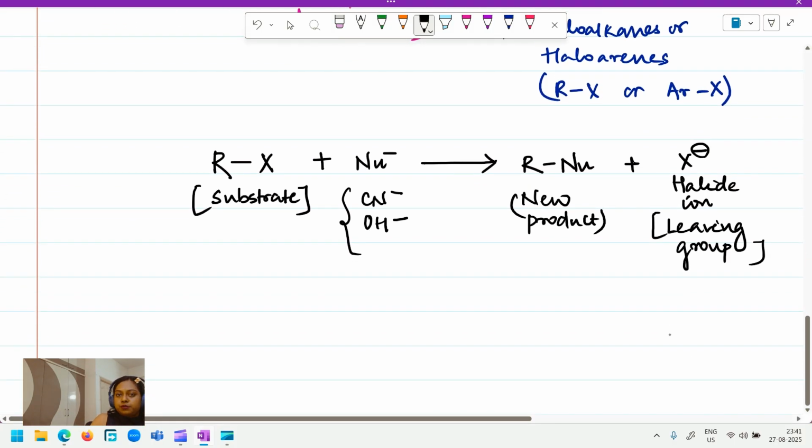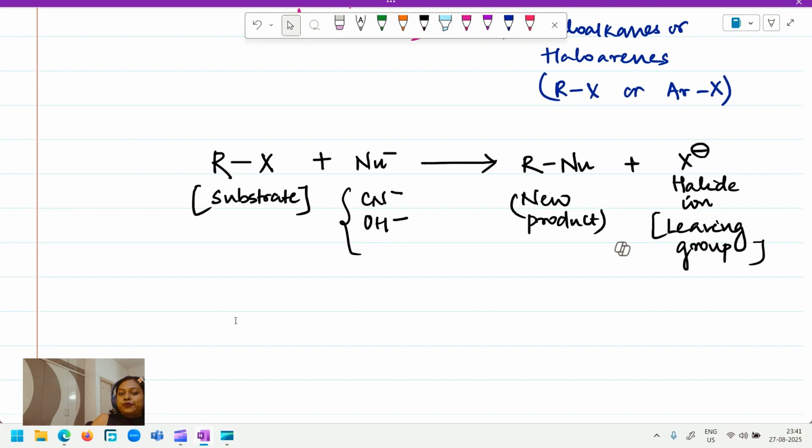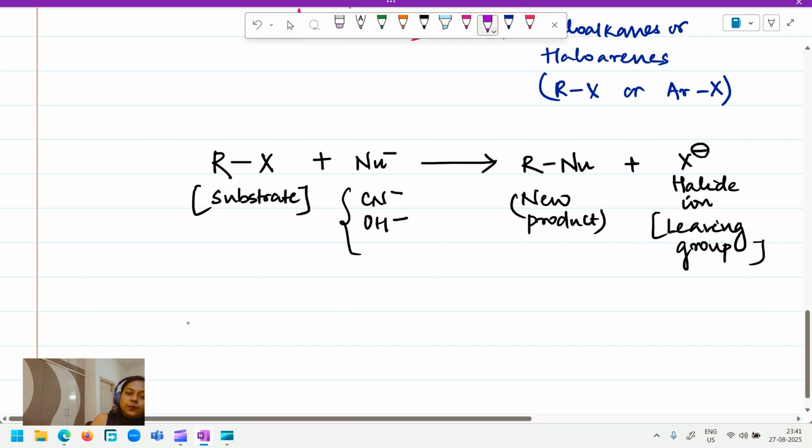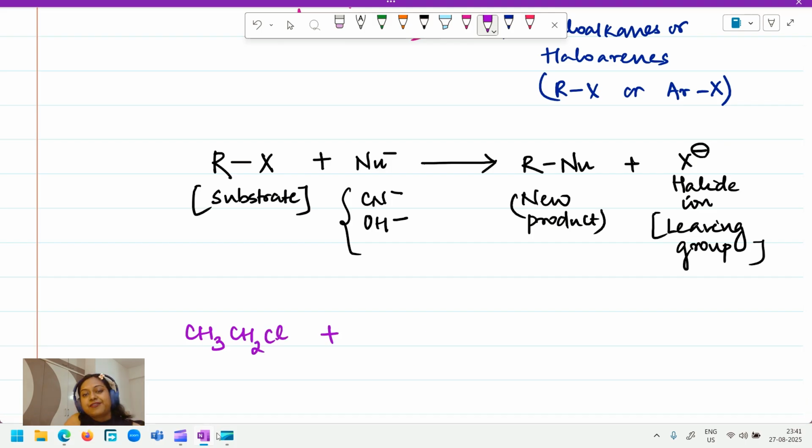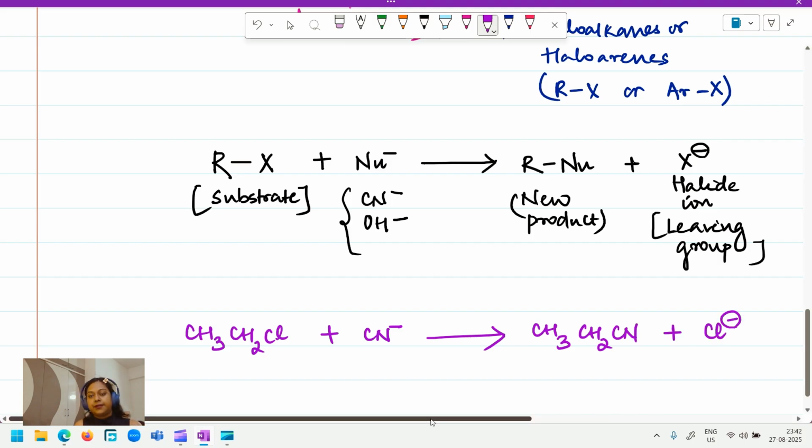If we were to write a particular example of a nucleophilic substitution reaction, let's say I start with ethyl chloride, CH3CH2Cl, plus a nucleophile of any kind, for example cyanide. If we take CN minus as our nucleophilic ion, what substitution would we observe? CH3CH2, and then instead of Cl, we get cyanide, plus Cl minus as our leaving ion, right?